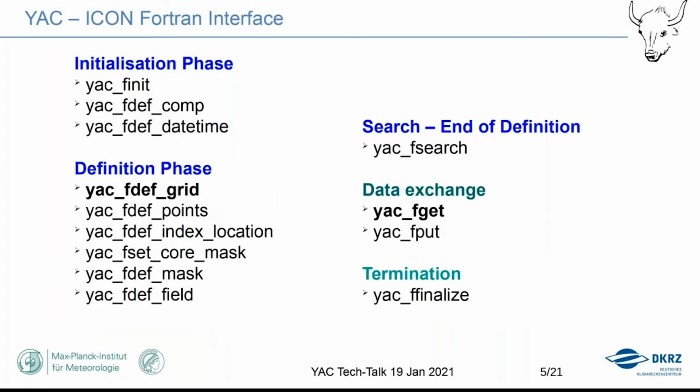What Moritz mentioned here is that we have several phases to consider: the initialization phase, then the definition phase, which is completed by the call to the search, which does the major part of the work in this part, and then the data exchange inside the time loop and the finalization. In the following, I will only concentrate on 2 of those calls, the grid definition and getting the data. We provide a tutorial where you can find more details and in-depth information for how to use the different calls and other information which we will show at the end.